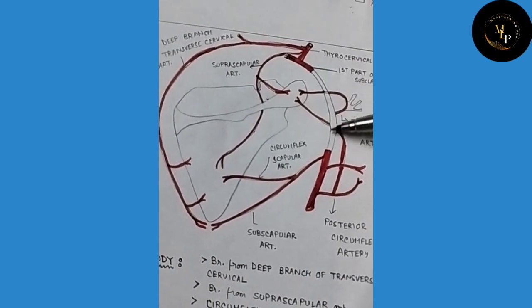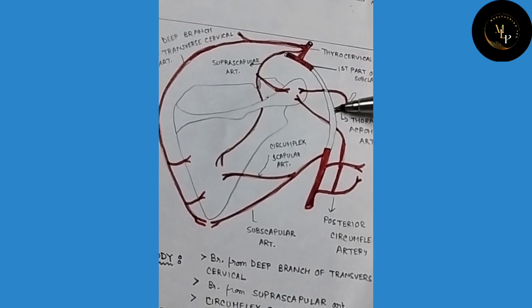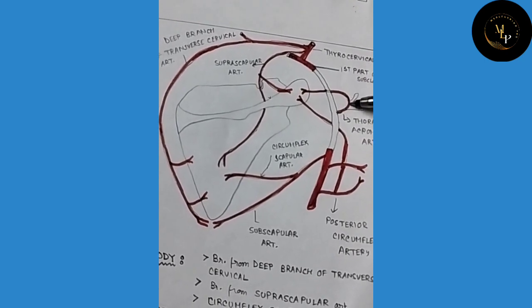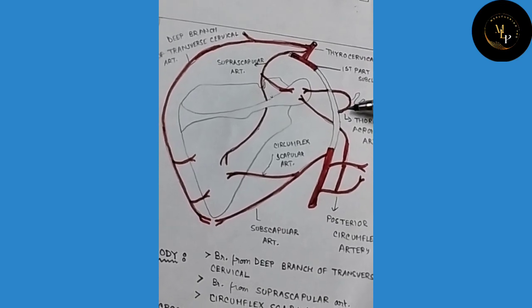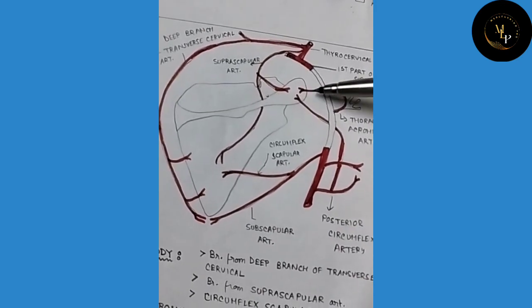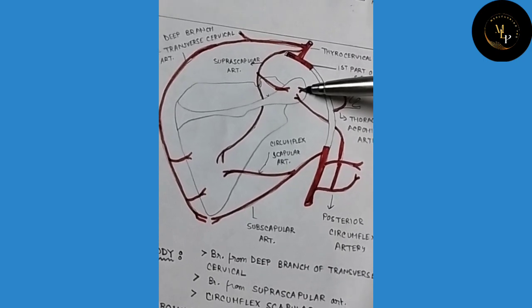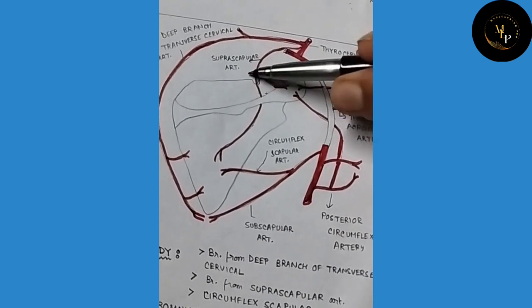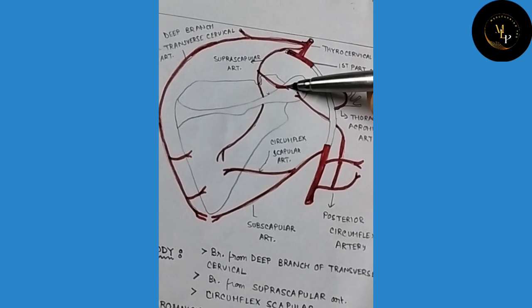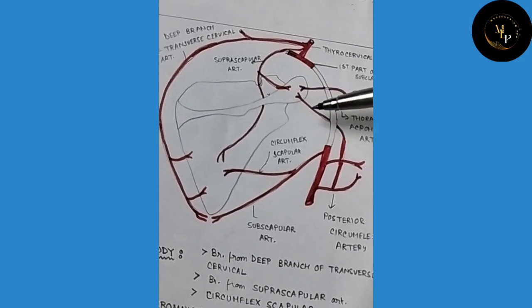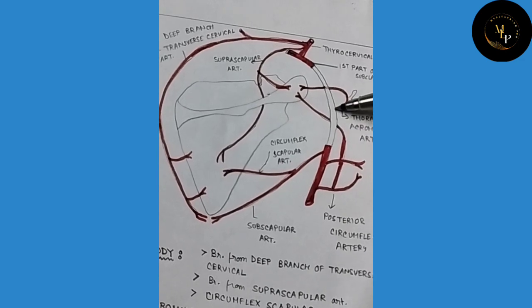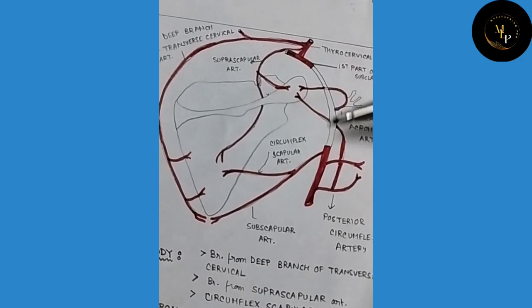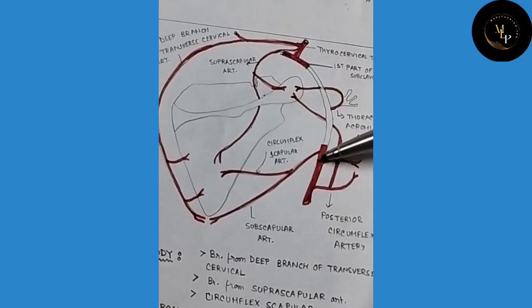And see, this is the second part of the axillary artery, which gives a branch called the thoracoacromial artery. Now this thoracoacromial artery has an acromial branch. This acromial branch of the thoracoacromial artery, and the acromial branch of the suprascapular artery, and another branch.